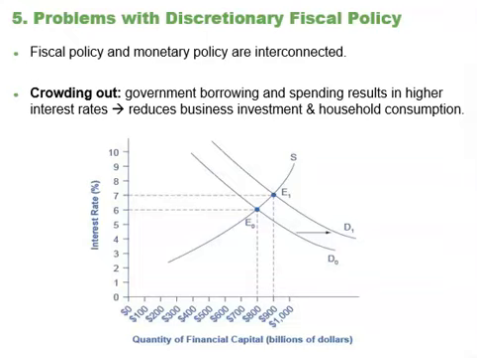Even if the direct effect of expansionary fiscal policy on increasing demand is not totally offset by lower aggregate demand from higher interest rates, fiscal policy can end up less powerful than was originally expected. We refer to this as crowding out, where government borrowing and spending results in higher interest rates, which reduces business investment and household consumption. The broader lesson is that the government must coordinate fiscal and monetary policies. If expansionary fiscal policy is to work well, then the central bank can also reduce or keep short-term interest rates low.